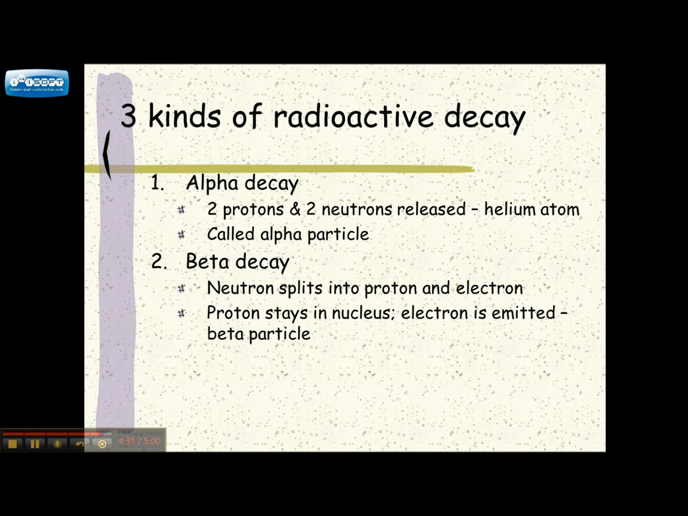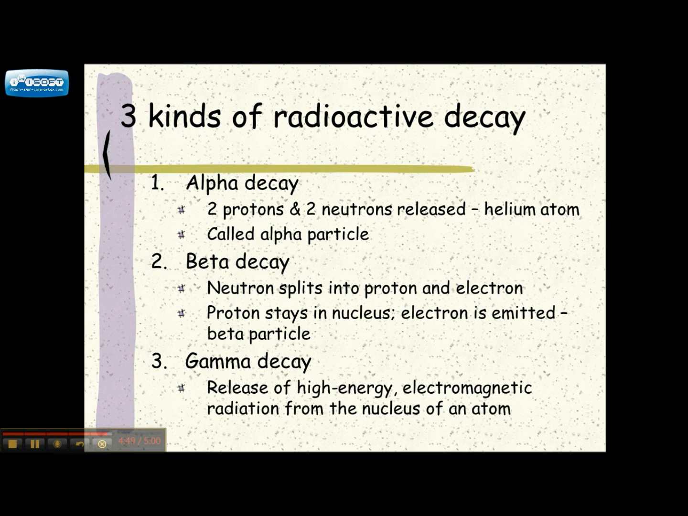Now the most dangerous kind is gamma decay. And if you remember from electromagnetic spectra, gamma rays, which is what gamma decay releases, are the highest energy, highest frequency type of wave, very dangerous. So release of high energy electromagnetic radiation. So this is not changing the nucleus, just releasing energy.